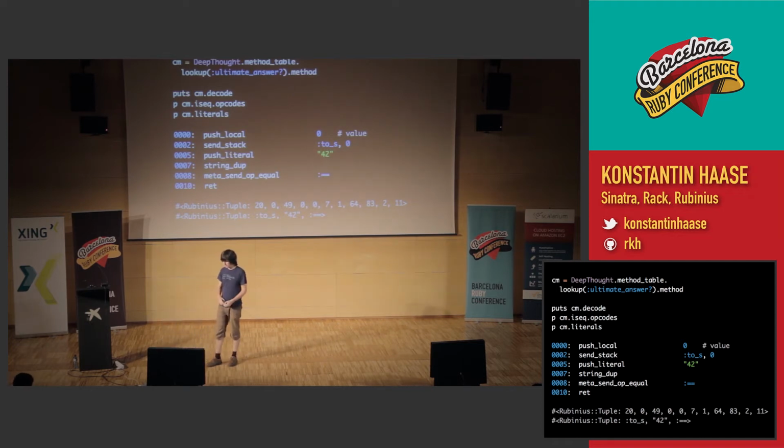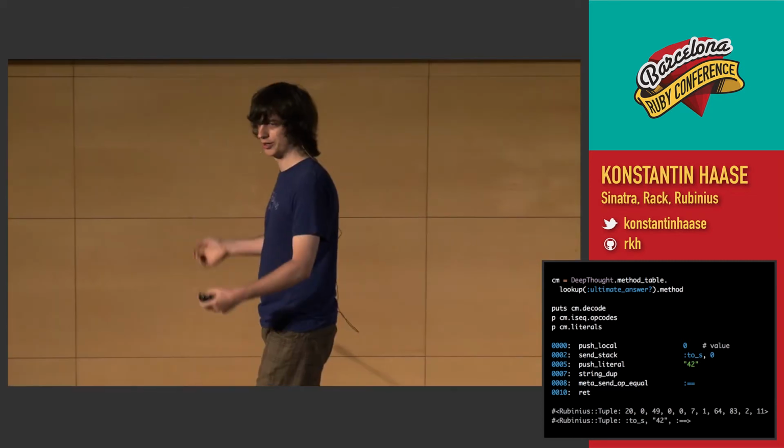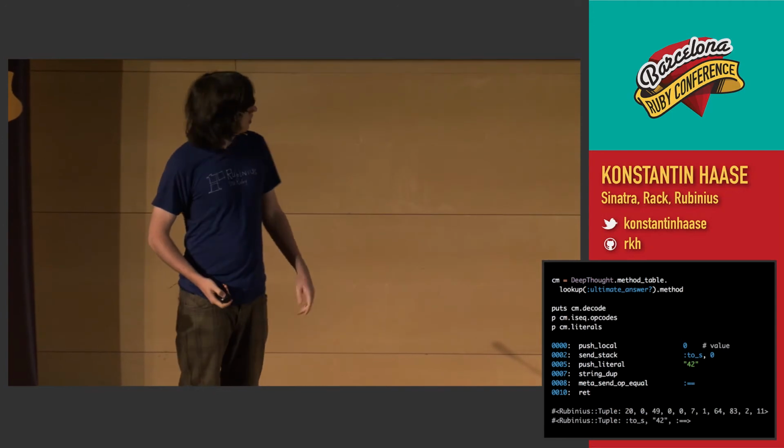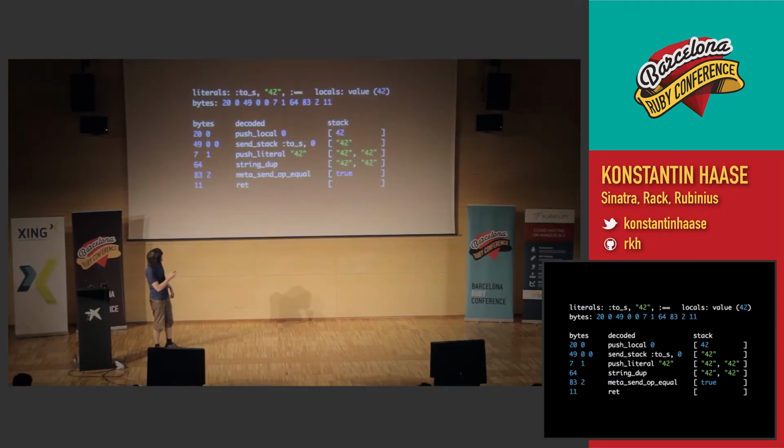But how does that work now? What is actually happening in the VM here? So let's go through this. Let's rearrange this. The literals are now up here. These are the bytes. These are the locals, so value. It's 42. In our example, that's the argument that's passed in. And if we rearrange the bytes to look like this, then they correspond directly to the decoded version.